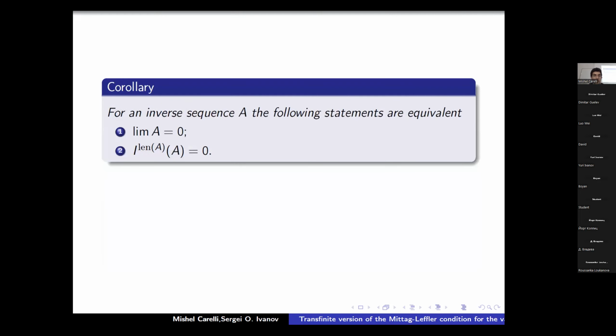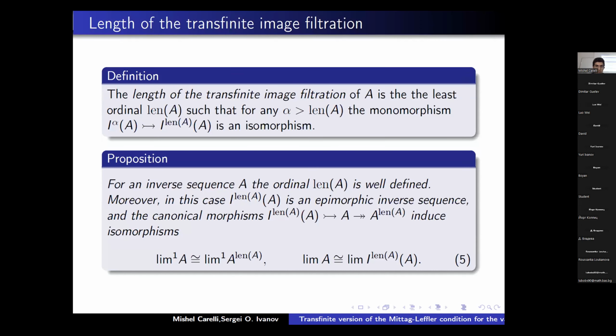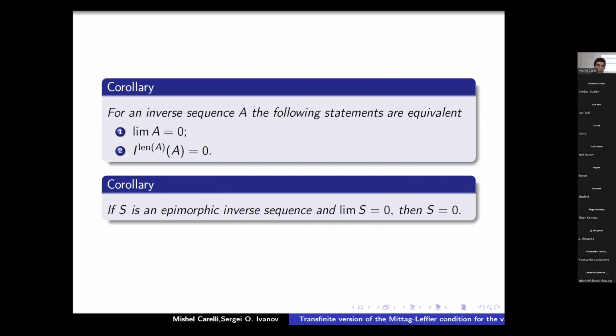Hence we have a corollary for an inverse sequence. The following statements are equivalent: first, the limit of A is 0, and second, the last image of A is 0. It's because the last image is a sequence with trivial limits, as we know by the last proposition, and hence it will be 0. And another corollary: if we have an inverse sequence such that its limit is 0, then this is a zero sequence.